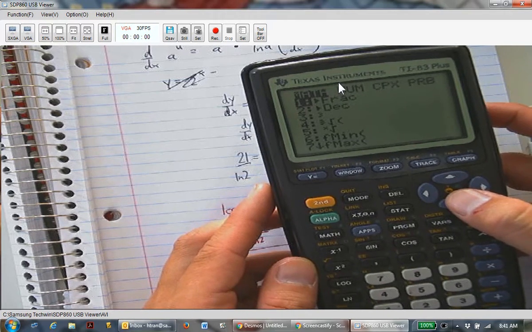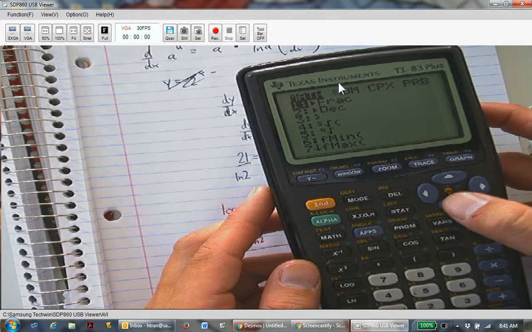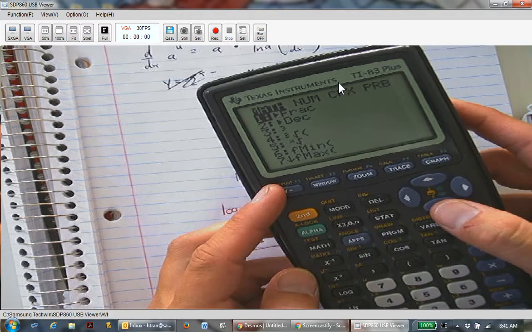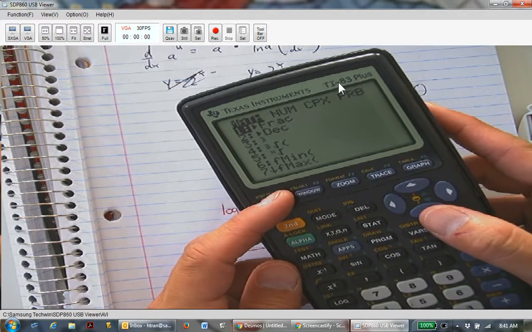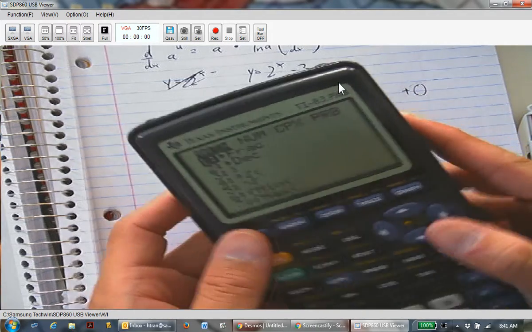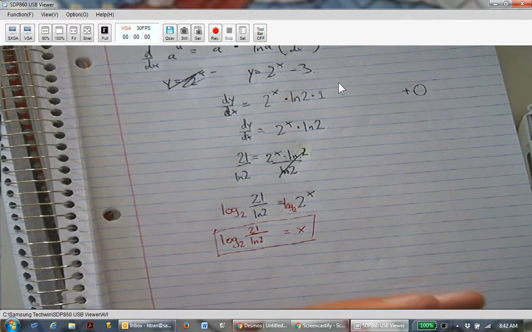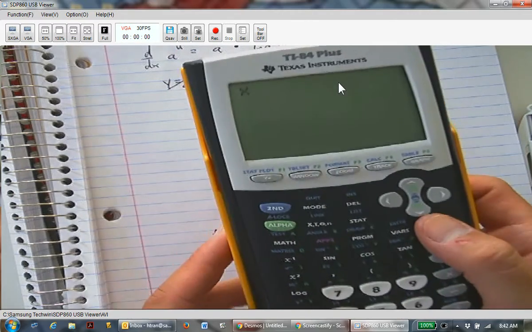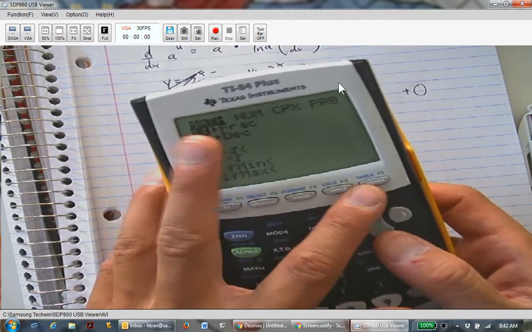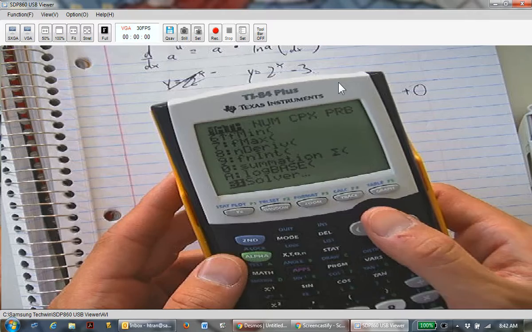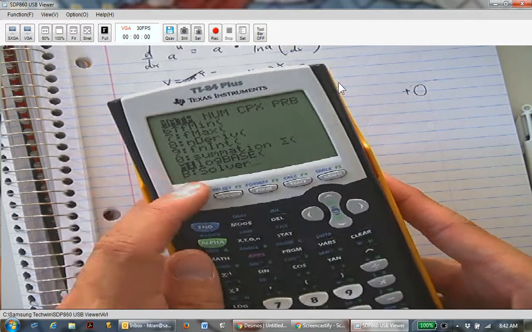Does anybody in here have an 83? Okay, everyone's using an 84. So can I borrow someone's 84 right now? All right, thank you, Nathan. Thank you very much. You're going to go to math, and then what did you say at the bottom? Oh wow, that's very nice. Is that it right there, Aaron?